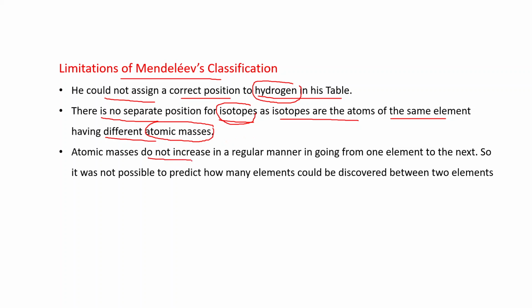Atomic masses do not increase in a regular manner in going from one element to the next. So it was not possible to predict how many elements could be discovered between two elements. These were the early attempts to classify the elements. In the next video, we will discuss the modern periodic table.